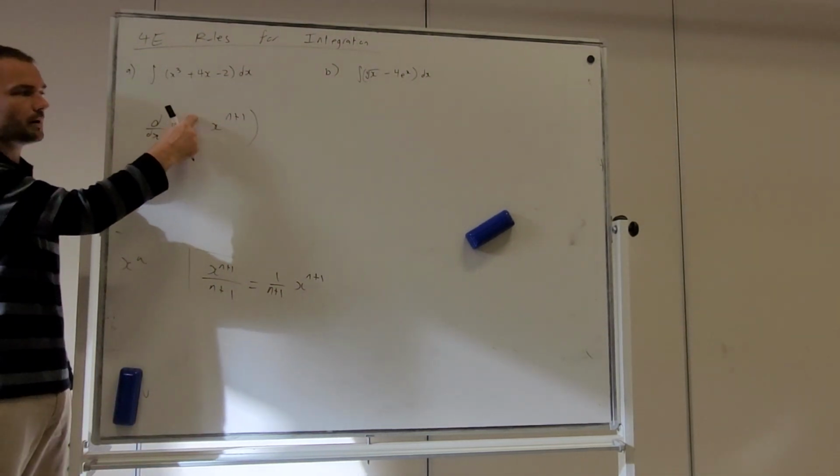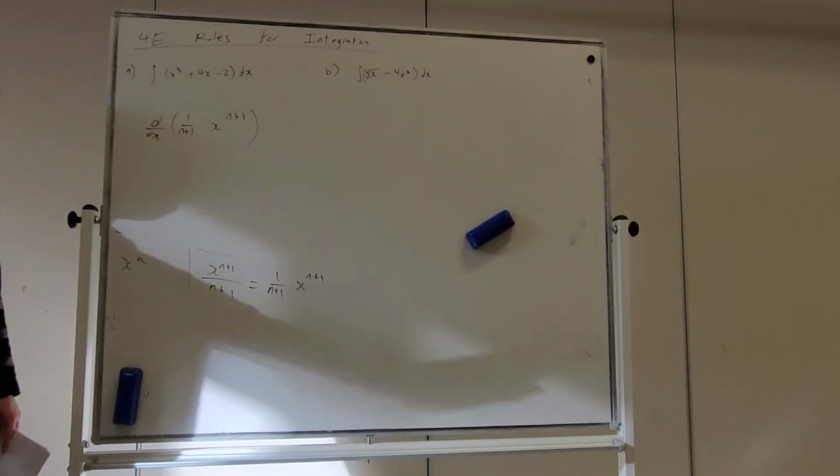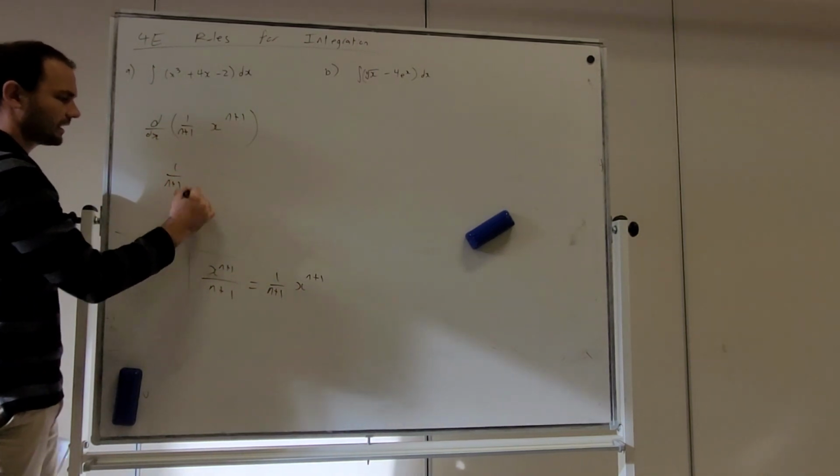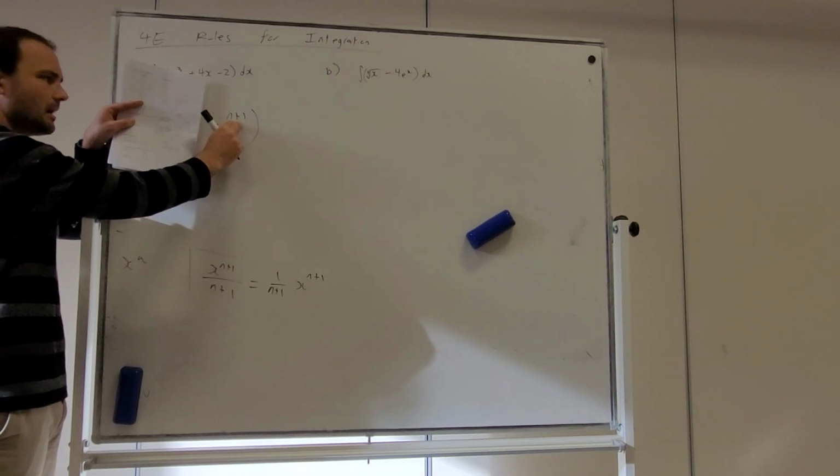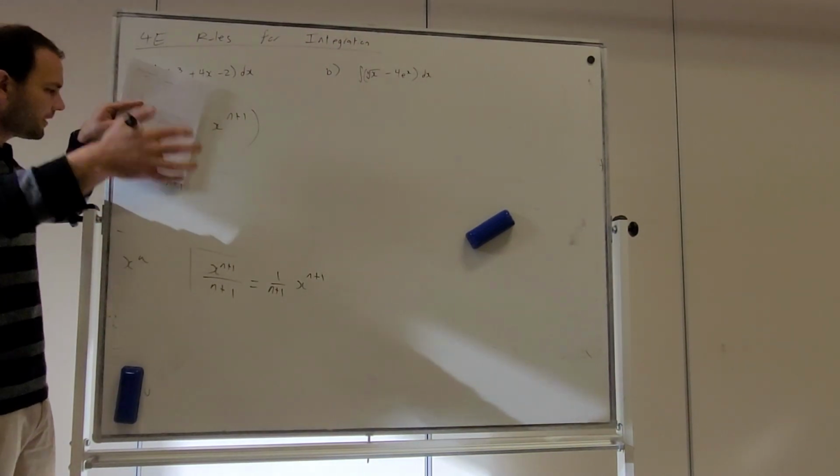So this here is a number, 1 on n plus 1. That means we completely disregard that, okay? I'm just going to leave it hanging out here. Got 1 on n plus 1. And then this is what I'm differentiating, x to the power of n plus 1. Well, we just apply the power rule, okay?